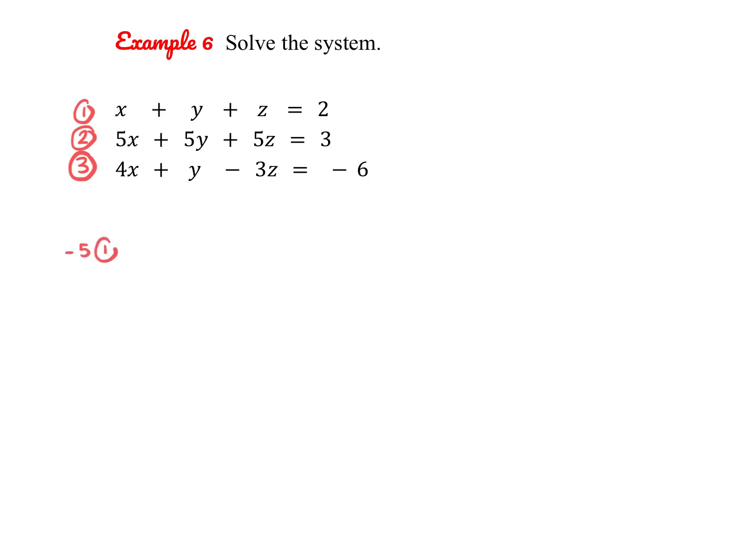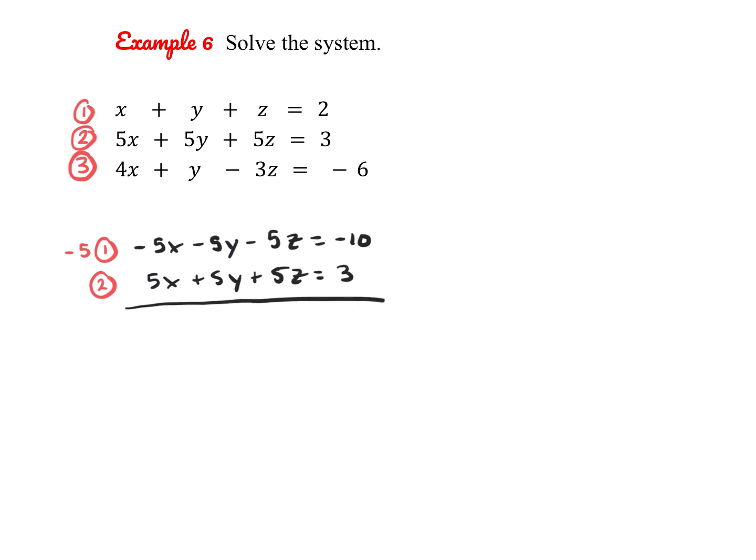So negative 5 times equation 1, negative 5x minus 5y minus 5z equals negative 10. And then equation 2 can stay the same. 5x plus 5y plus 5z equals 3. So let's add vertically. So here you see, okay, my x terms cancel out, my y terms cancel out, and my z terms cancel out. So I'm actually just left with 0 on the left. But we have to see what the right side looks like. Here we have negative 10 plus 3, so it's negative 7.